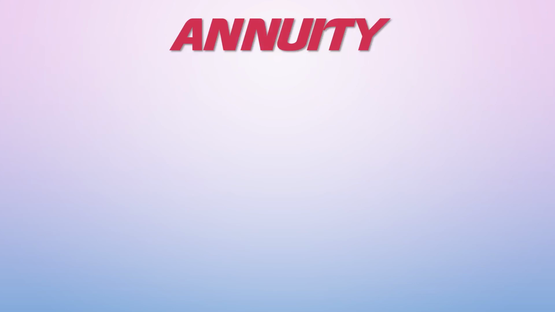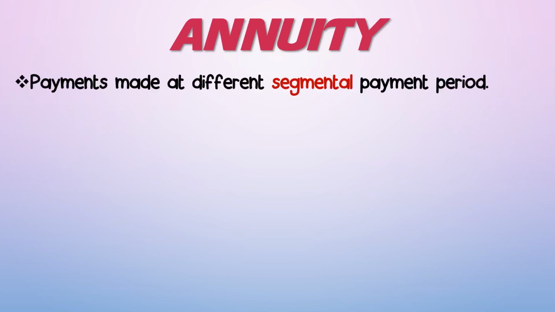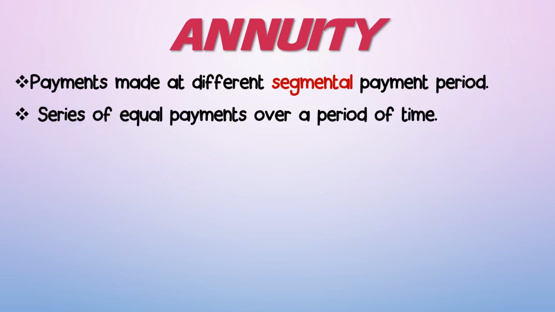Let us define annuity. Annuity is another common business practice of payments. Literally, annuity means payments made annually. But it can also refer to payments made at different payment periods, or a series of equal payments over a period of time. Examples of annuities are the following.